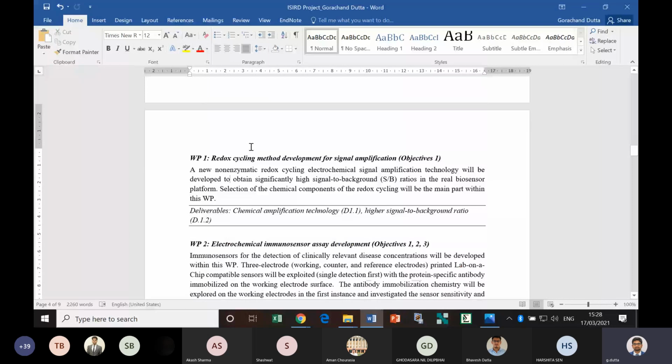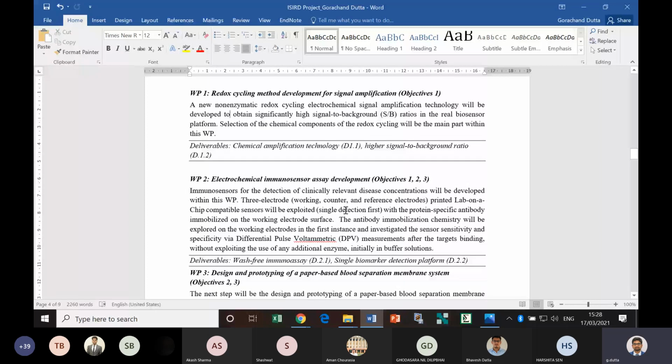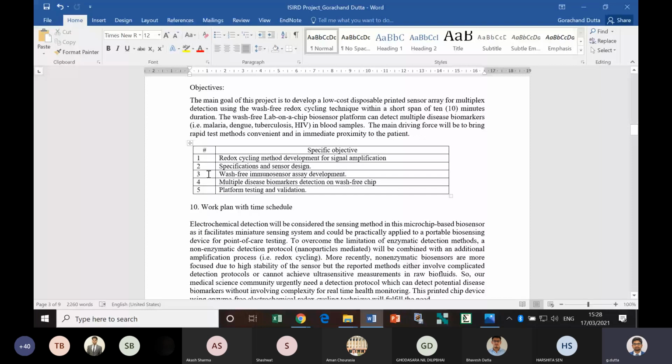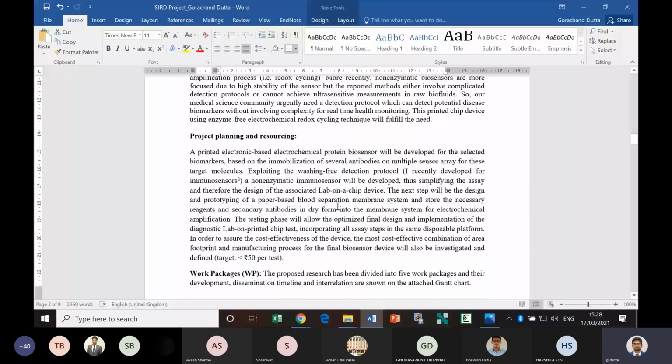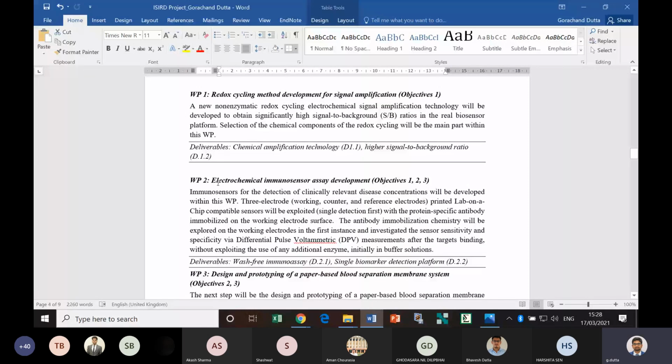Then work package 2. After redox cycling amplification, we can develop the electrochemical immunosensor. See, in the bracket I mentioned objective 1, 2, 3. It means I already mentioned all the objectives 1, 2, 3, 4, 5. So 1, 2, 3 means in that work package we will fulfill these 3 objectives, and we will try to address them in work package 2. So I mentioned here the electrochemical immunosensor assay development, objective 1, 2, 3. And what kind of method we will try, everything we mention.